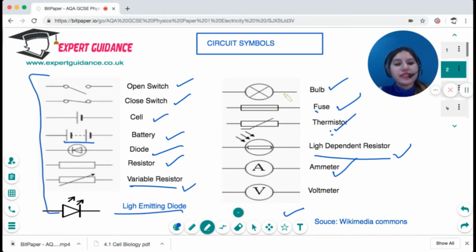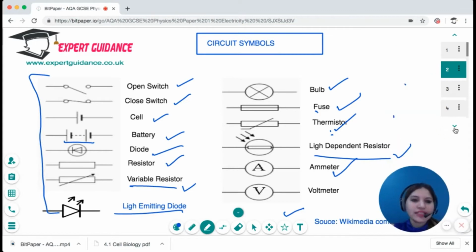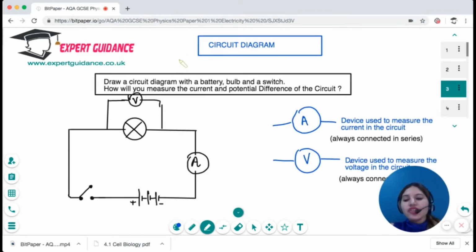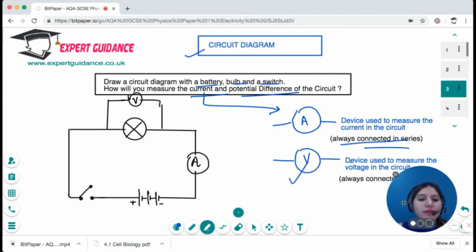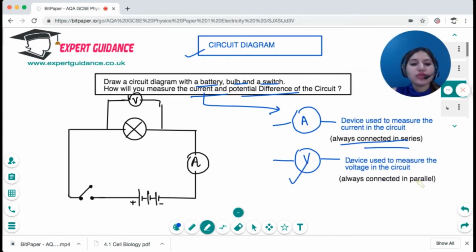And in physics, to draw circuit diagrams, we make use of the circuit symbols. So let's take one example. You need to draw a circuit diagram with a battery, bulb, and a switch. And for this circuit, you need to measure a current and a potential difference. I hope you remember for the current, we use a device called an ammeter. And you need to remember that the ammeter is always connected next to the battery or the bulb. That is, it is always connected in series. And the voltmeter will be connected in parallel to the bulb.